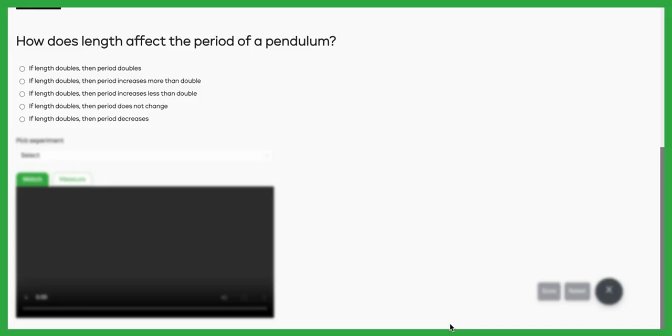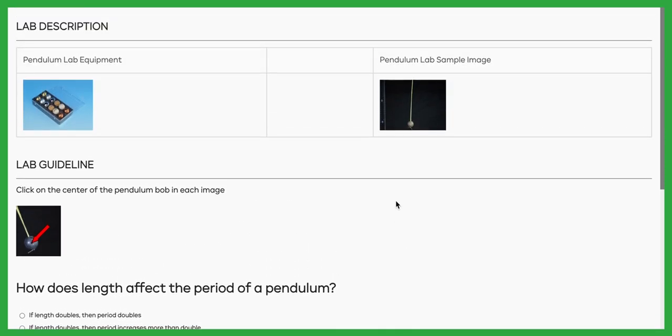Welcome to the Smart Science measuring video about the pendulums and length lab. In this lab, you're trying to figure out how the length of a pendulum affects its period of motion. Remember that period is the time required for the pendulum to go from one end all the way to the other in its swing and then back to where it started again.